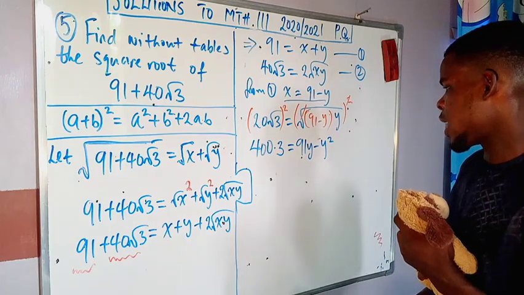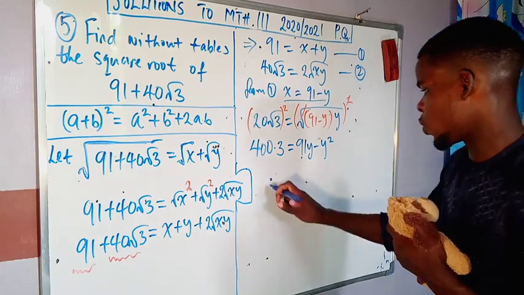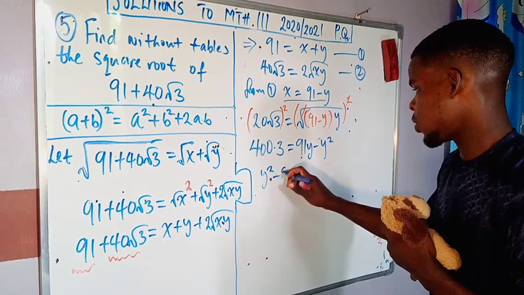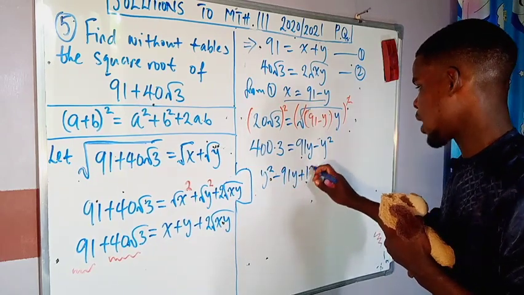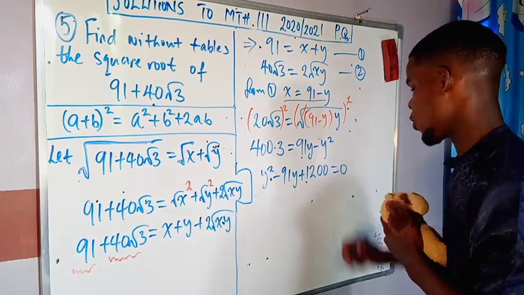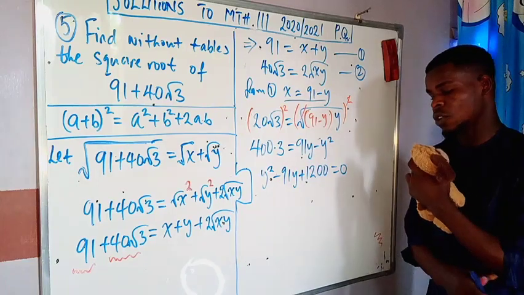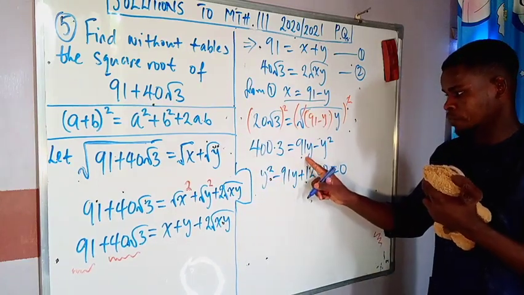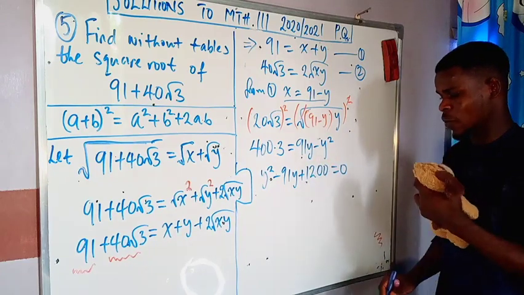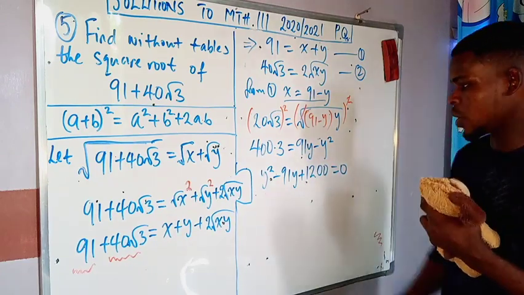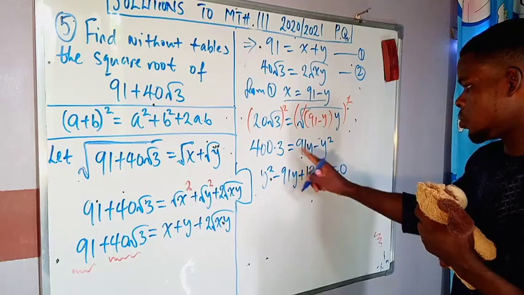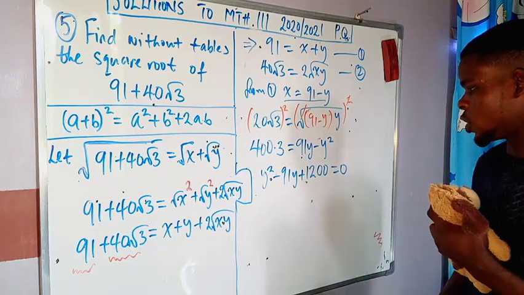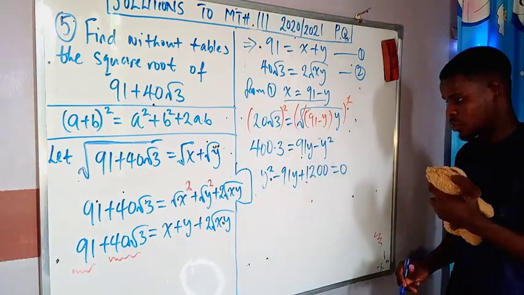Okay, so let's just see what we have. Well, we are going to rearrange this equation. We're going to have y squared minus 91y plus 1200 equals to 0. So you notice when you multiply this with that, we're going to have 1200 and positive. When we move negative y squared to the left hand side, we're going to have positive version of that, and then we move this to the left hand side, leaving us with 0 on the right hand side. So we're on the right track, right?